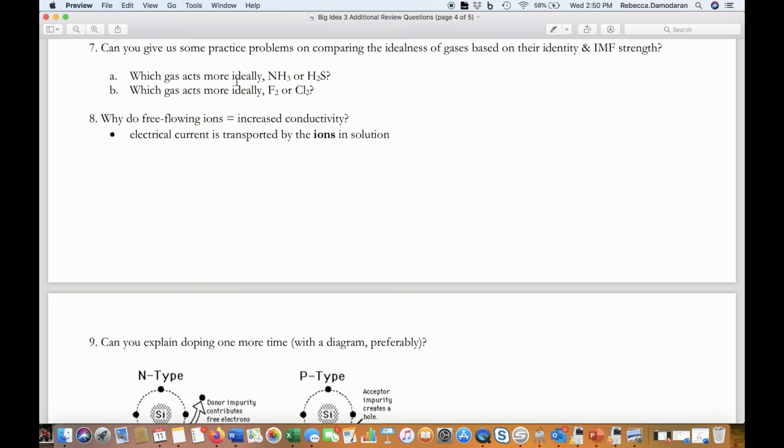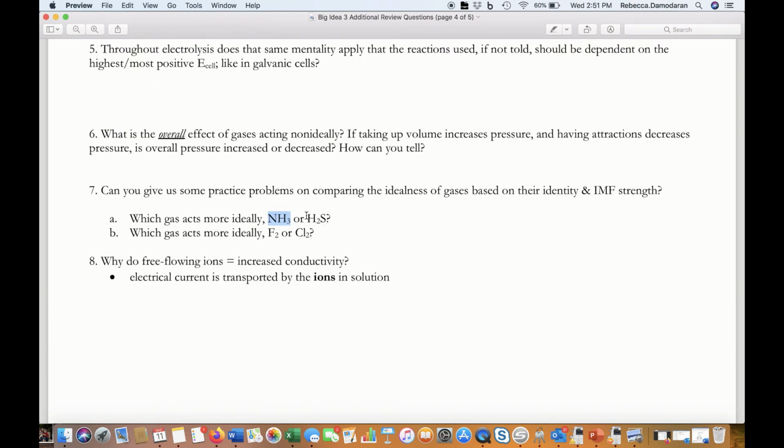So if I asked you which gas acts more ideally, NH3 or H2S, remember the stronger the IMF, the less ideally a gas is going to act because we assume that there is no attractive force at all. So NH3 has hydrogen bonding in addition to dipole-dipole and LDF, while H2S only has dipole-dipole and LDF. So NH3 has stronger intermolecular forces, so it's going to act less ideally. Difference between F2 and Cl2, keep in mind they both have LDF, and so as a result, Cl2, because it has more electrons, is going to be more polarizable, so its intermolecular forces are going to be stronger, so it's going to act less ideally.